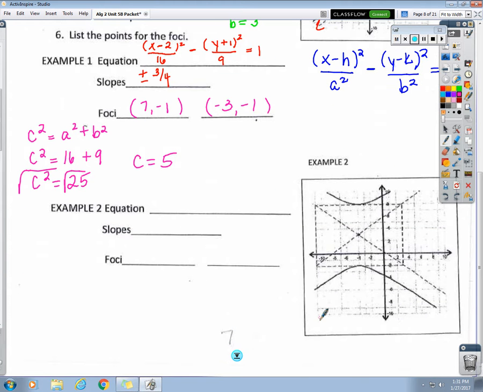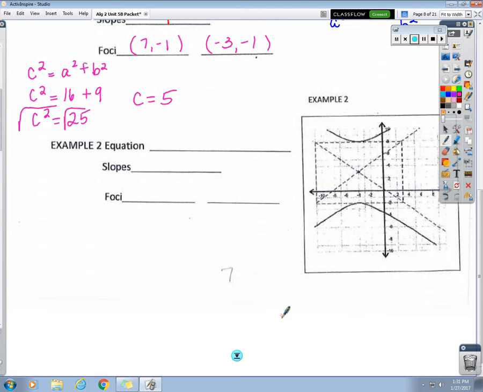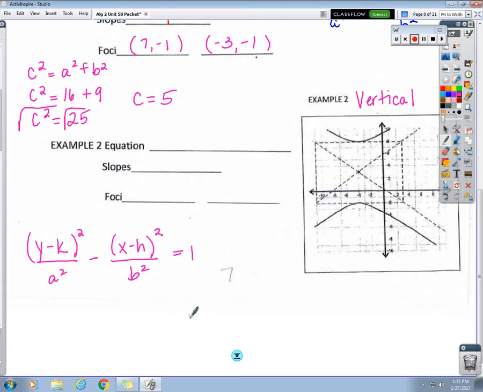Okay, example 2. Are we dealing with a horizontal or vertical hyperbola? This time vertical. And once you have identified the type it is, that tells you what right away? The y comes first. So we're dealing with the equation y minus k squared over a squared minus x minus h squared over b squared equals 1. Okay, well, to be able to finish out that equation with all of the necessary information, what all do you have to know?